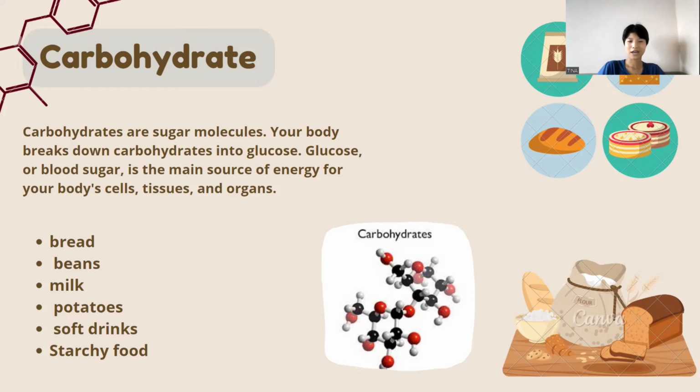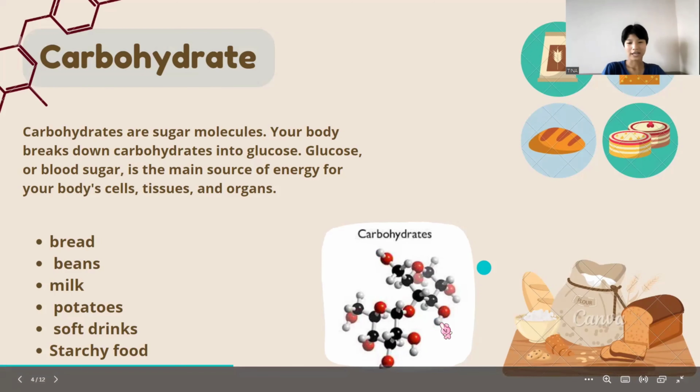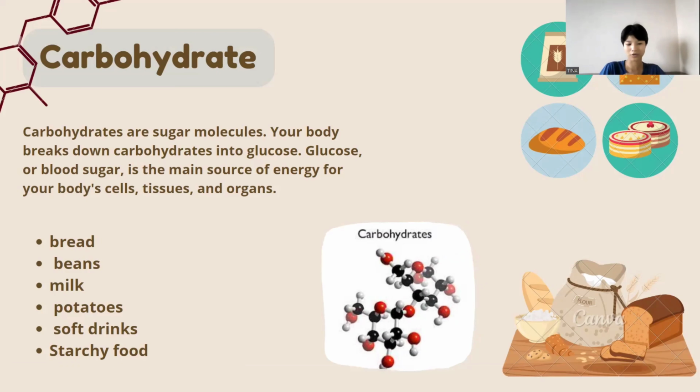Carbohydrate is made up of CHO, which is the short form: C stands for carbon, H stands for hydrogen, and O stands for oxygen. So this is the structure of the carbohydrate. The building blocks, or monomers, of carbohydrate are called monosaccharides. You can get carbohydrate by eating bread, beans, milk, potato, soft drink, and especially starchy food. So don't forget to eat it.